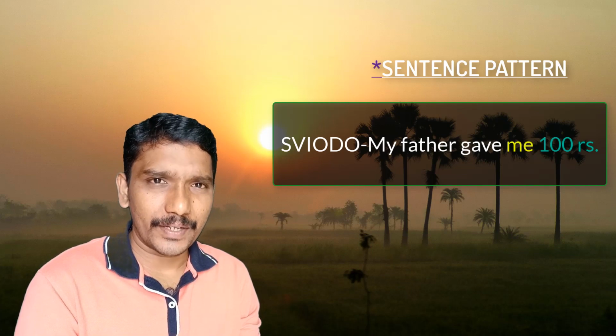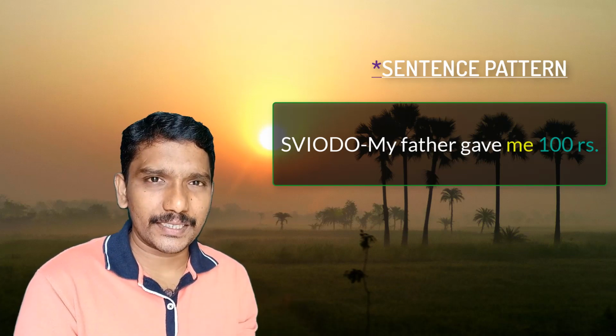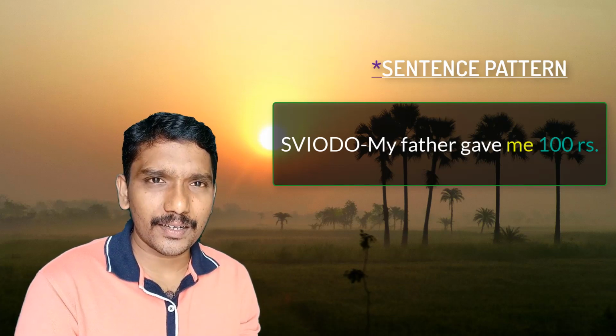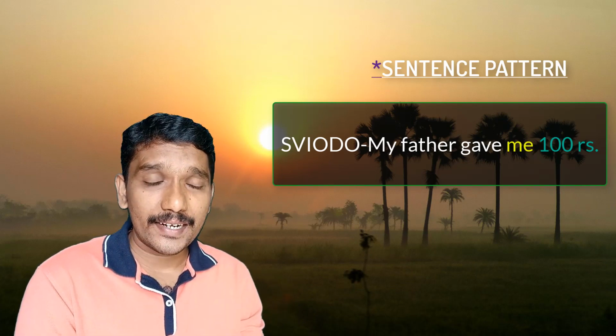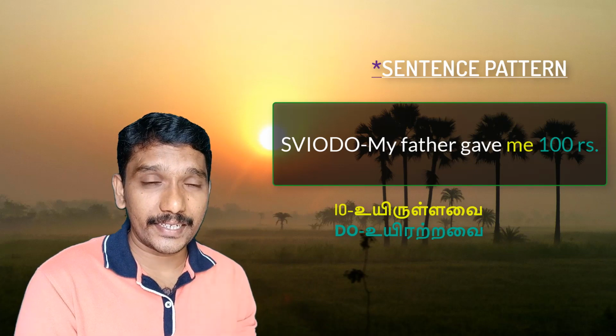கொடுத்தல் என்பது ஒரு செயல், so gave is a verb. Next one, me is one object and 100 rupees, it is a note, money, so 100 rupees are also an object. So we have two objects now. I already gave you a clue, just recall it. Which one is living thing? Living thing is called indirect object and non-living thing is called a direct object.